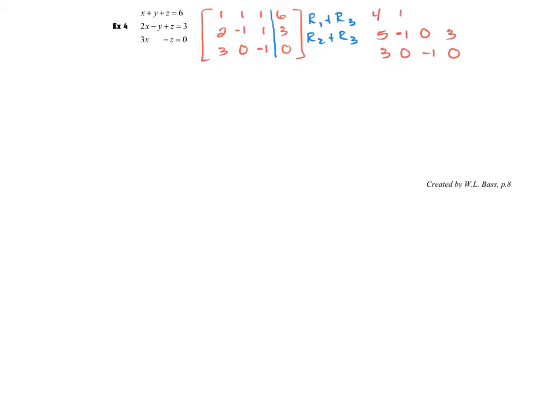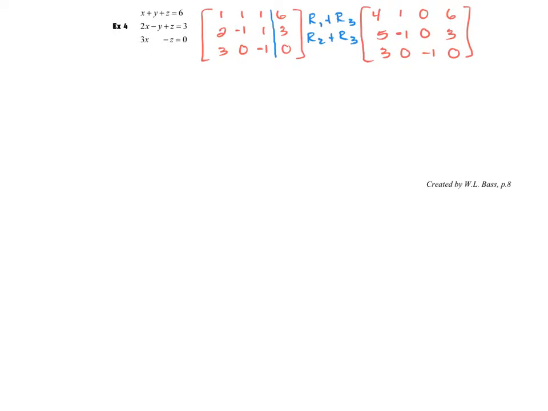And I'll still have my 1, and I'll have my 0, and I'll have a 6. So now I've created a couple zeros here, and that is a very, very good thing for me. So the next thing that I'm going to notice is that now I have a -1 right here. So if I add these 2 rows together, I'll get a 0 right there.